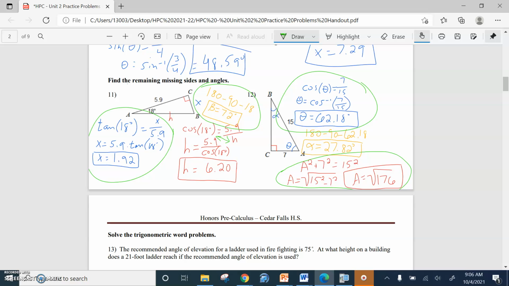The last thing I was missing then was the angle alpha, or angle B. And again, I saved this to the end because I'm using the approximated 62.18. But what I would do is say, 180 degrees in a triangle minus the 90 degree corner, minus the 62.18 I already found, and I get 27.82 degrees. And there you have it.